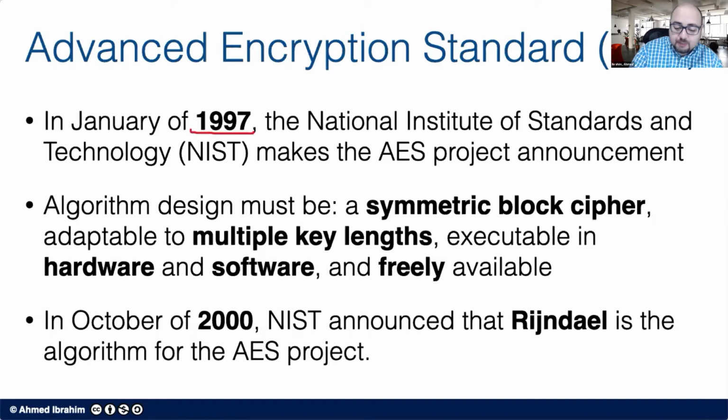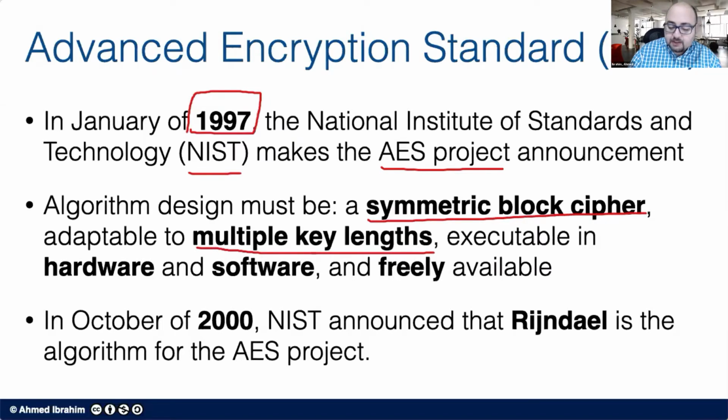There was an announcement that we need a new protocol in 1997. This announcement was made by NIST and said we will call it the AES project, and they gave out the specifications of the algorithm they're looking for. It should be a symmetric block cipher. It should be adaptable to multiple key lengths. It should be executable in hardware and software and freely available.